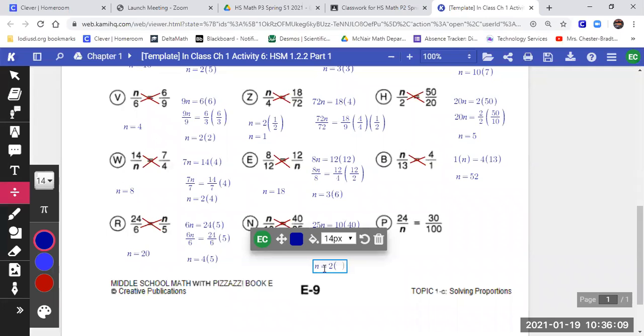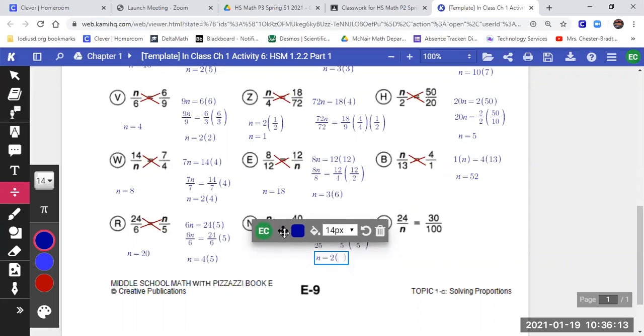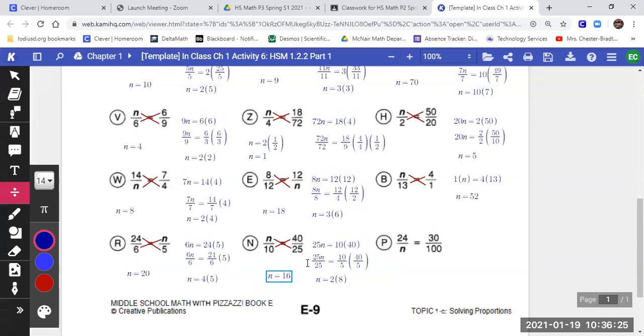What's the 40 divided by 5 going to simplify to? 8. So my final answer for n is n equals what? 16. Okay, so n is 16.